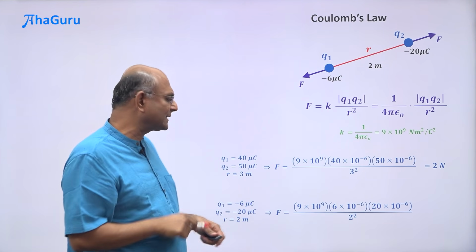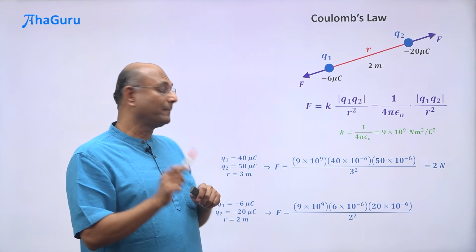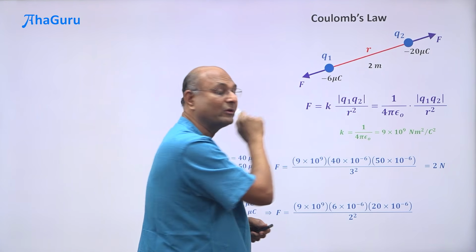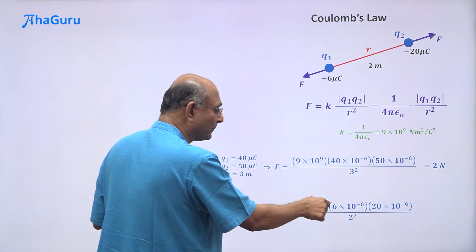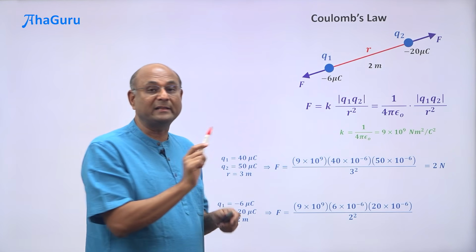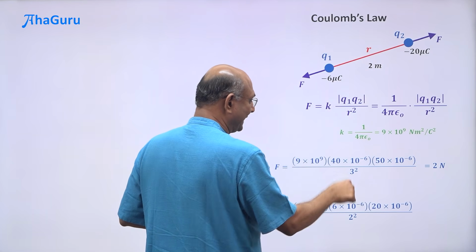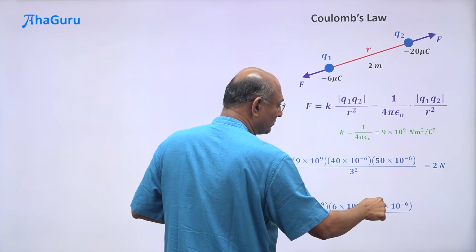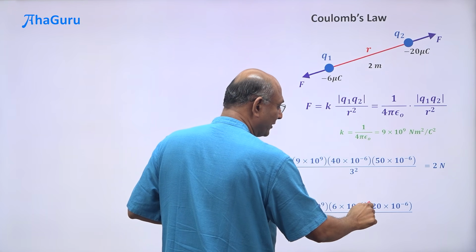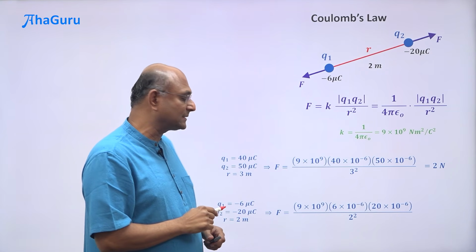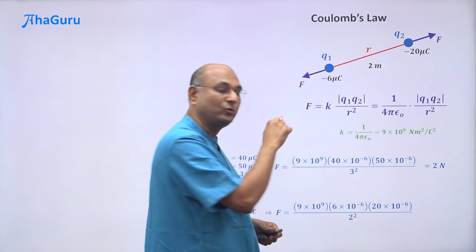But why have I only put 6 into 10 power minus 6? Because you only want the magnitude of the charges. You don't have to worry about the minus sign because I'm only finding the force magnitude. So 6 into 10 power minus 6, 20 microcoulomb there, minus 20, but I'm going to write 20 into 10 power minus 6 divided by r square, 2 square.